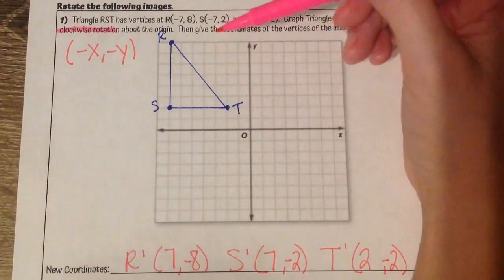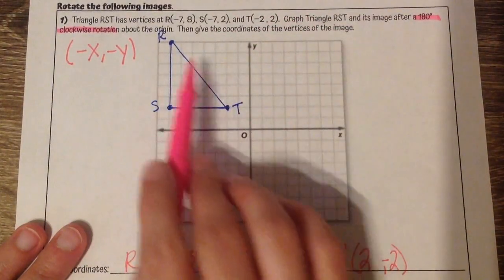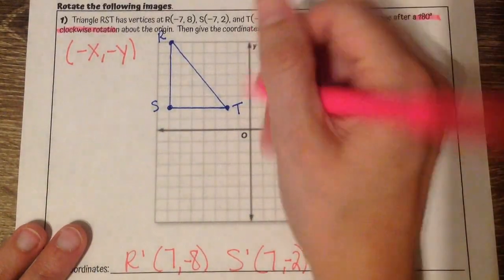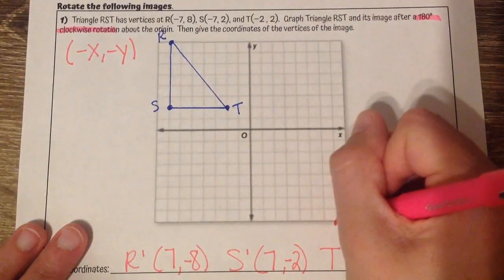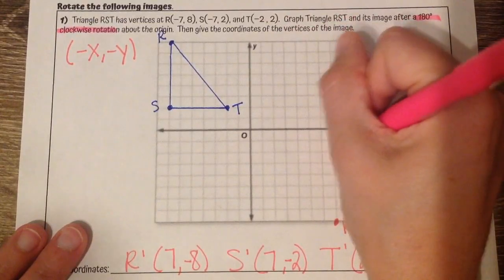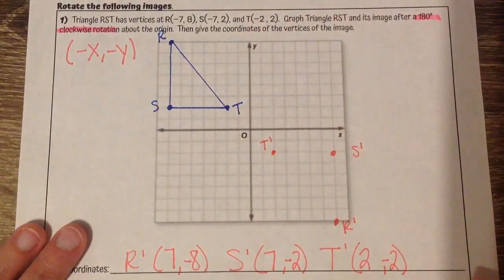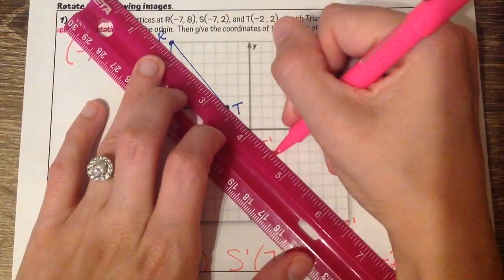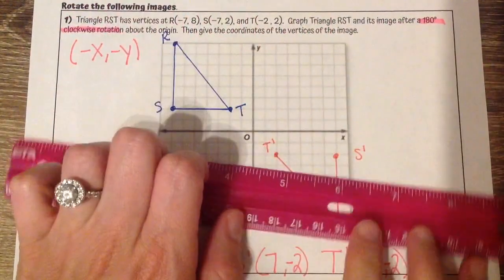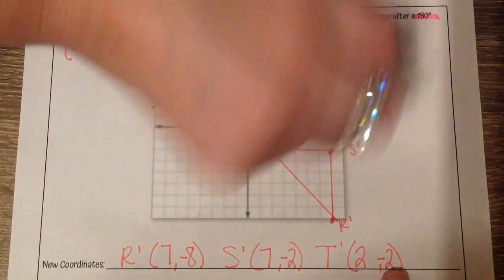First, let's think about it logically. If it's a 180-degree rotation, clockwise goes this way. 90 would be here, 180 would be here. So it should be in this quadrant. Our R is at 7, -8. That works. That's in the right quadrant. S is 7, -2. And T is 2, -2. If we look at it, it's in the correct quadrant. When we connect the points to each other, it looks like it was rotated, turned, and turned again.